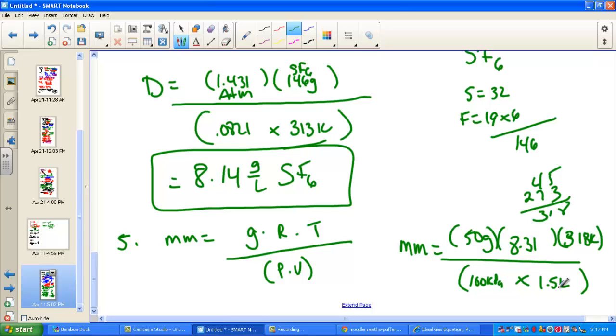P, 100 kPa. Volume has been converted to a liter. It must be in liters when we use the ideal gas law. So what do we get? 50 times 8.31 times 318 divided by the product, so use your parentheses, 100 times 1.5 inside of a parenthesis. How about, ooh, big one. Let's see, 880.86 grams per mole.